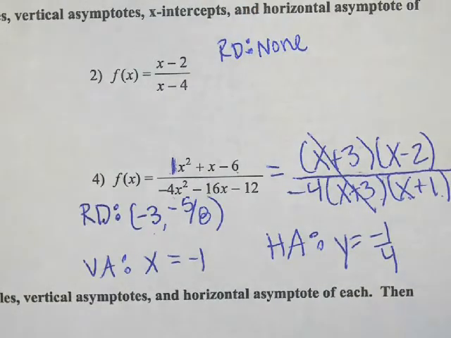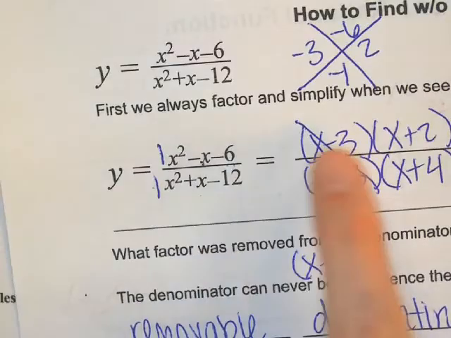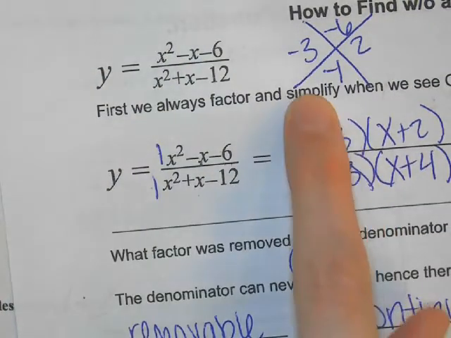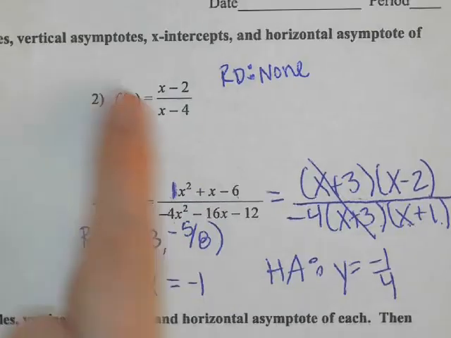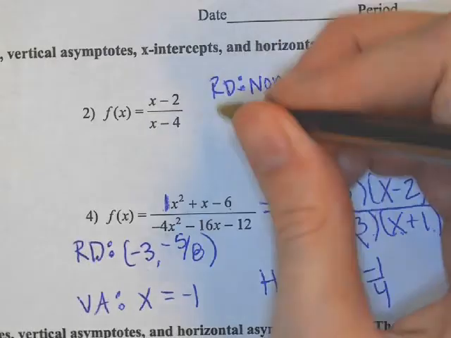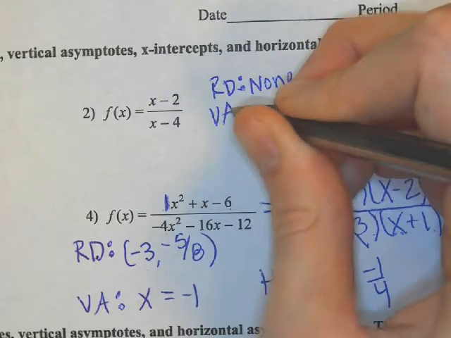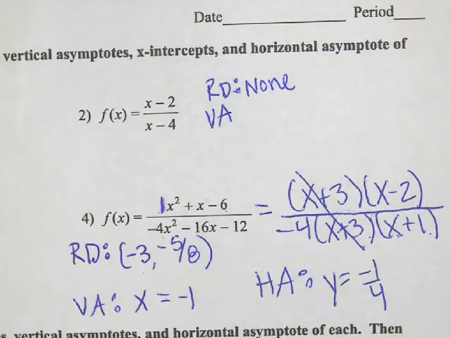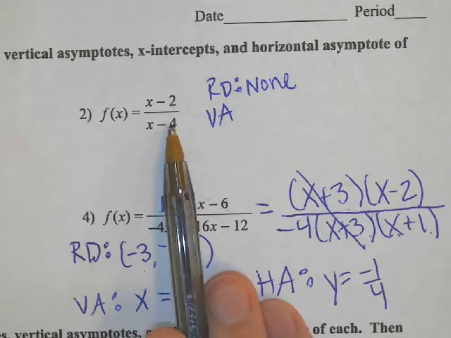And to answer your question, well, what does it mean if it is removed? That's when you get something that simplifies and it divides out. Here we do not have that, so there are no removable discontinuities. Okay, that's fine. And vertical asymptote, looking at your notes, we want to know what is not removed in the denominator, which is x minus 4.